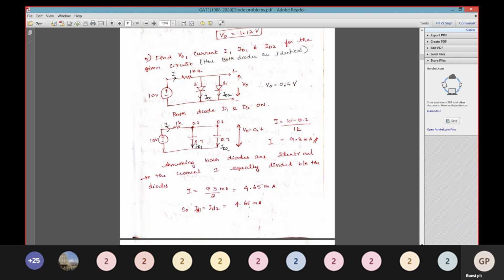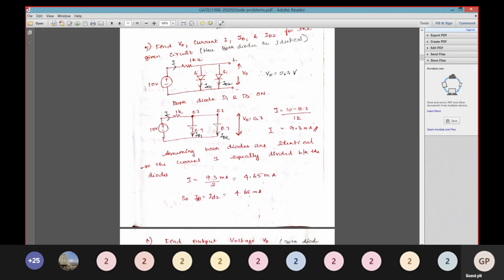We need to find the current I, ID1 and ID2 for this given circuit. So we need to find four parameters: the output voltage, the current I, ID1, the current across diode 1, and the current across diode 2. Okay, so it's very easy. Redraw the circuit with its minimum voltage value 0.7, 0.7.